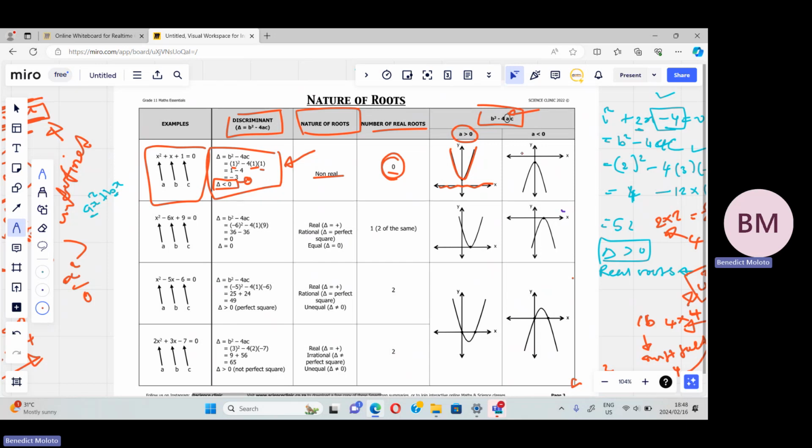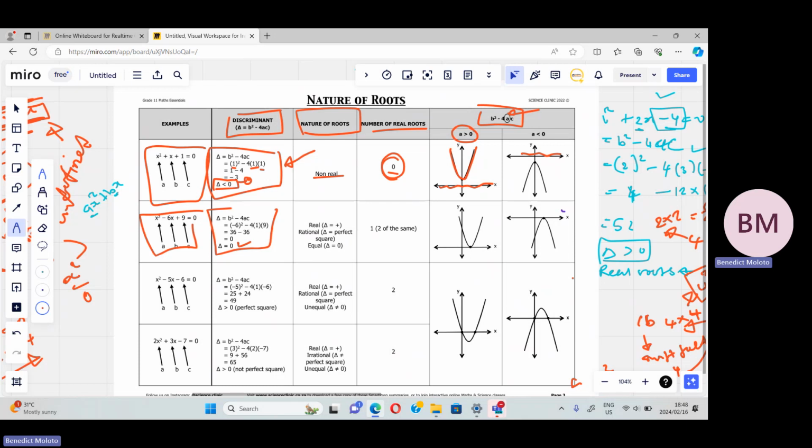It does not intercept. When it does not intercept the x-axis, we say no real roots. That's why we call it non-real, right? So here, we got this equation. When we substitute it into this equation, we got delta equals 0. Substitution, I explained from the first one, do the second one the same way.